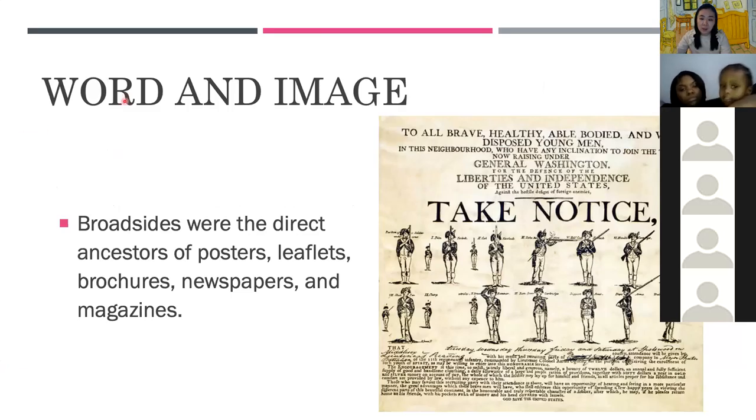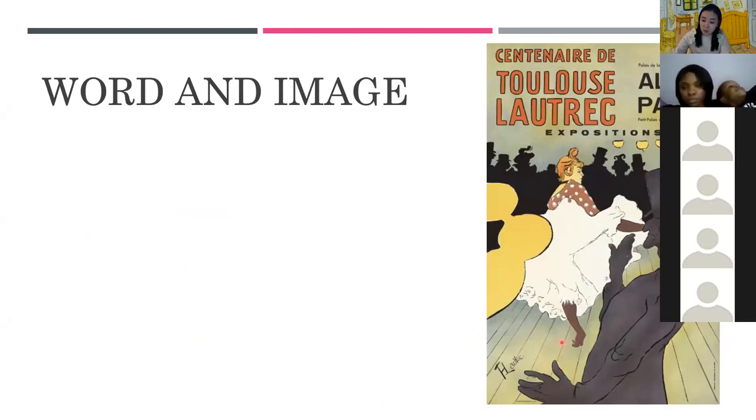Now let's see the third graphic design factor, word and image. Handed out to town dwellers and posted in public spaces, the broadsides argued political or religious causes, told of recent events, advertised upcoming festivals and fairs, or circulated woodcut portraits of civic and religious leaders. They are the direct ancestors not only of advertising and posters, but also of leaflets, brochures, newspapers, and magazines. With the development of color lithography in the 19th century, posters came into their own as the most eye-catching form of advertising.